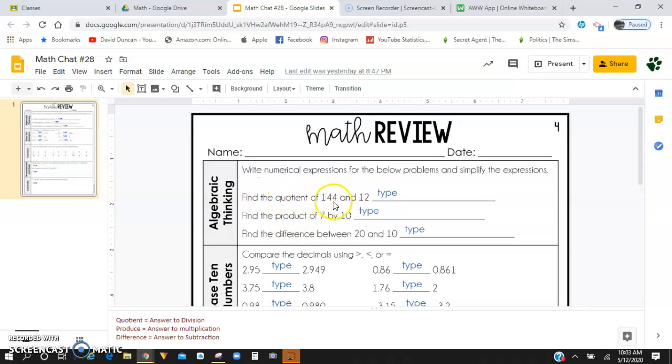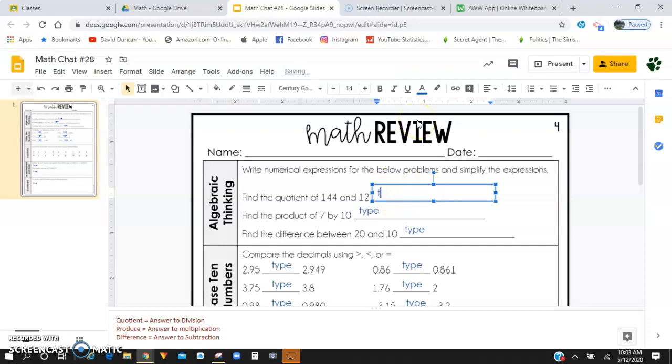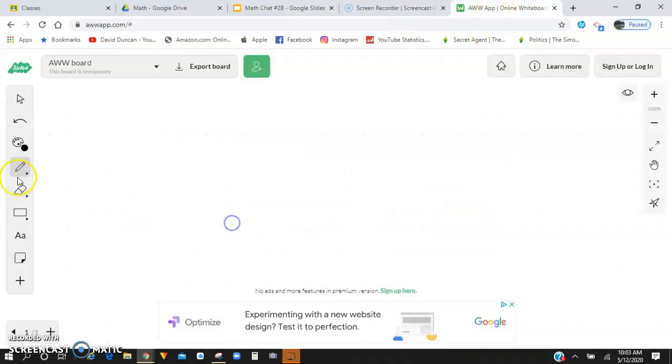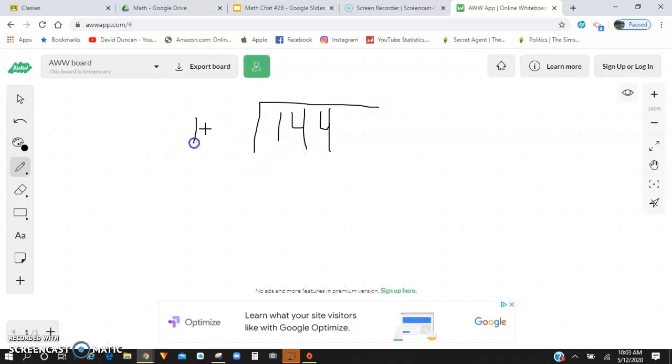So where it says find the quotient of 144 and 12, I wrote down here for you to remember that the quotient is the answer to a division problem. So if I'm going to type that in math terms, it's going to look like 144 / 12 =. Now remember, we don't have the division sign in our Google Slides, so just use the slash sign. That also means divide. So 144 divided by 12. I'm going to go over here to my whiteboard. Okay, I have 144. This is just a basic review of long division for you guys, divided by 12.